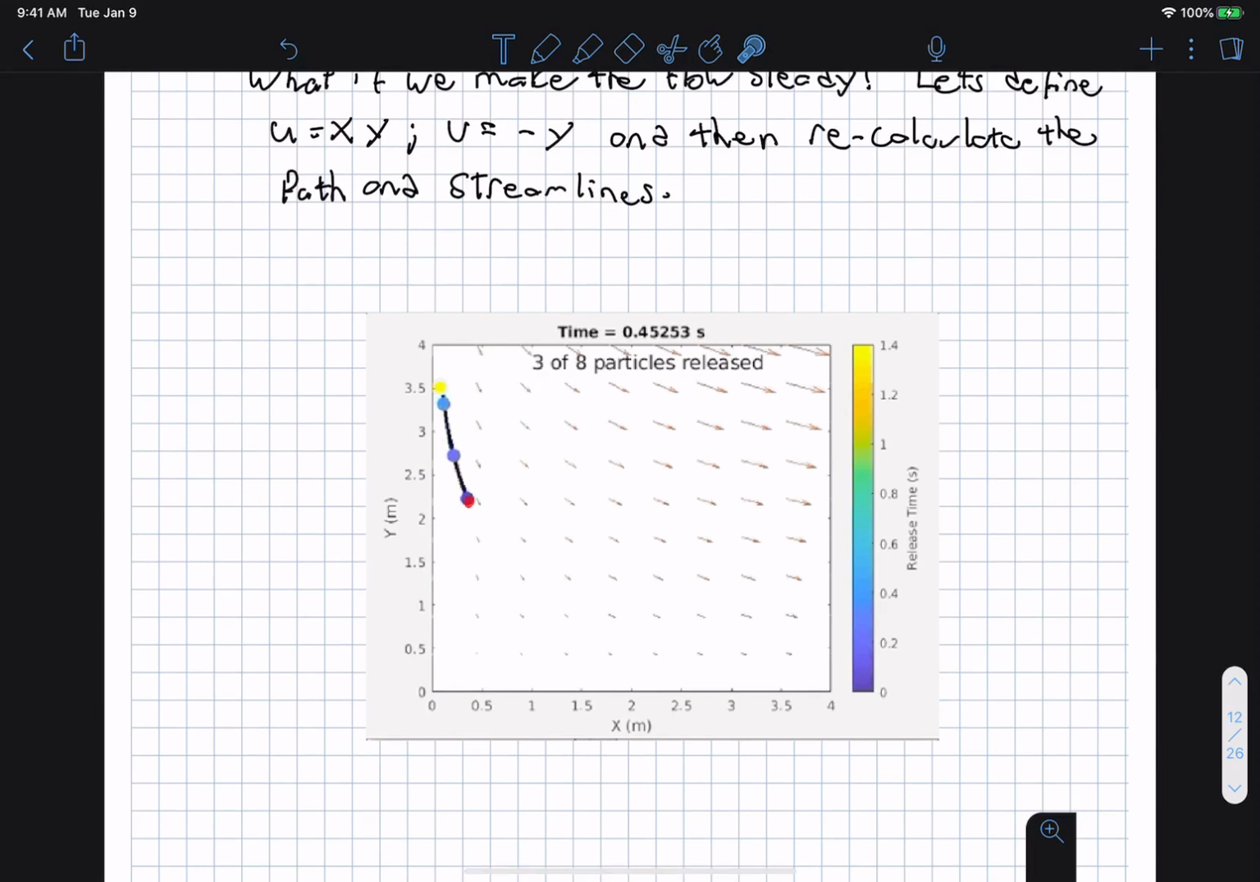And what you'll find is that the position of each particle follows the exact same trajectory. And the reason each particle is following the exact same trajectory is that the velocity field is not changing. Whereas with the previous example, each particle took a slightly different path, and that's because the velocity was changing as a function of time. Okay.